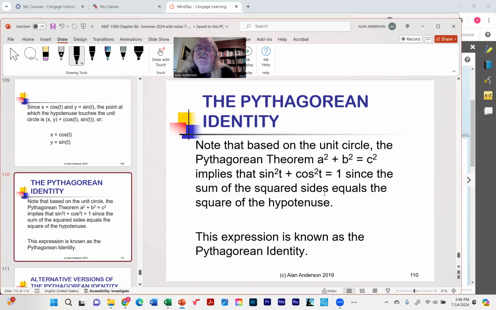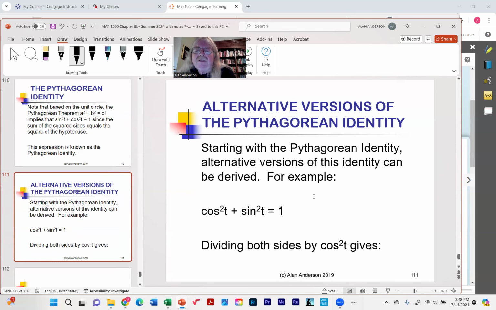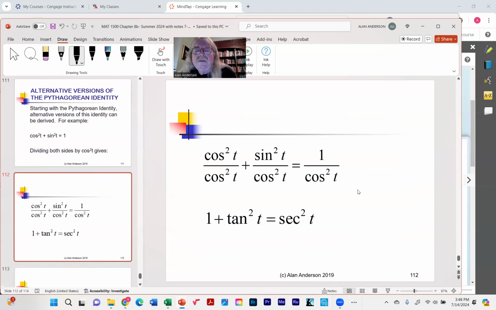Now, that is the starting point for many other identities that could potentially come in handy. For example, let's take a look at this. What if I divide both sides of this equation by cosine squared t? I can certainly do that without affecting anything. Look what happens.